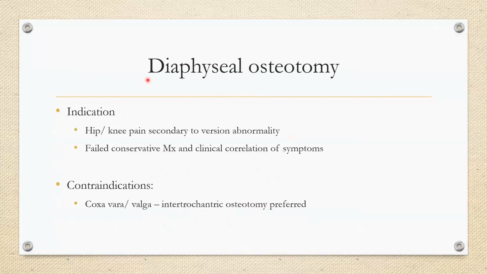Moving on to diaphyseal femoral osteotomies, the primary indication is hip or knee pain secondary to version abnormality, failed conservative management, and adequate clinical correlation of symptoms. And again, the most important contraindication is coxa vara or valga, which can be addressed better with an intertrochanteric osteotomy.